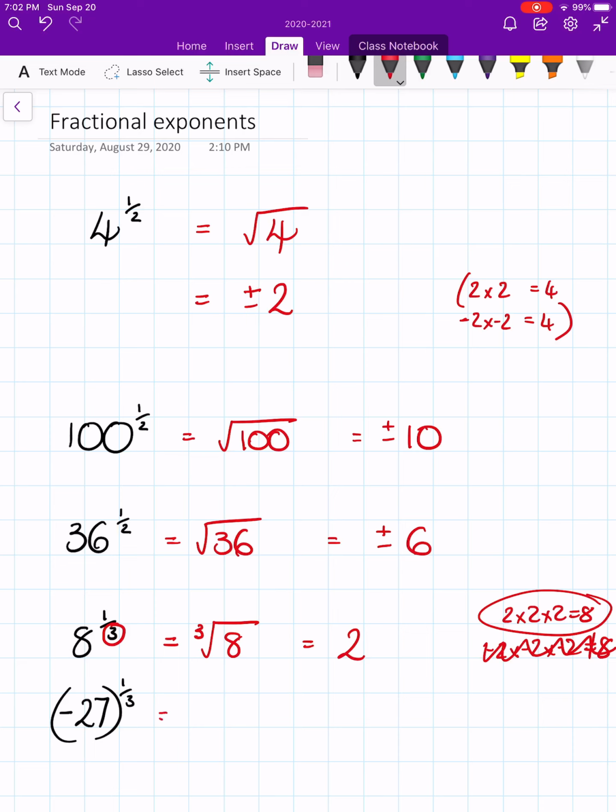So here we're taking the cube root of negative 27. Now we can take cube roots of negative numbers, because when we multiply a number by itself 3 times and that number is negative, we can end up with a negative value. So here the cube root of 27 is 3, so the cube root of negative 27 is negative 3.